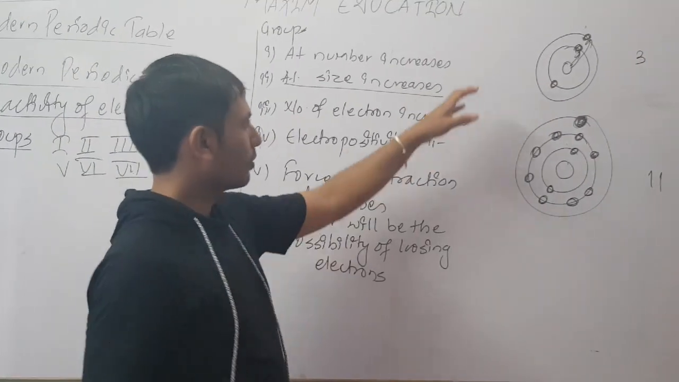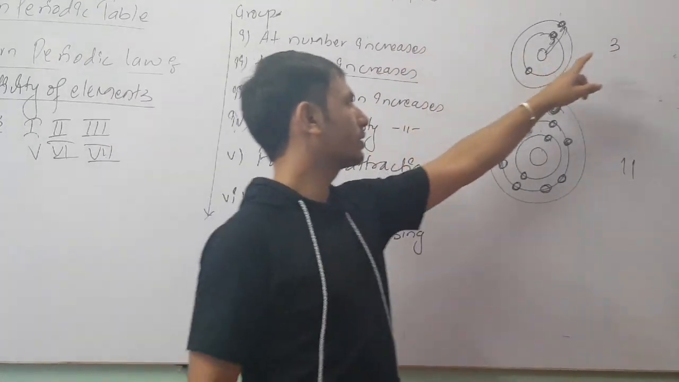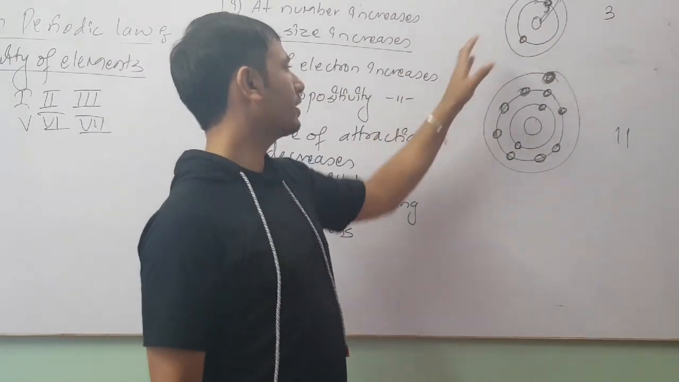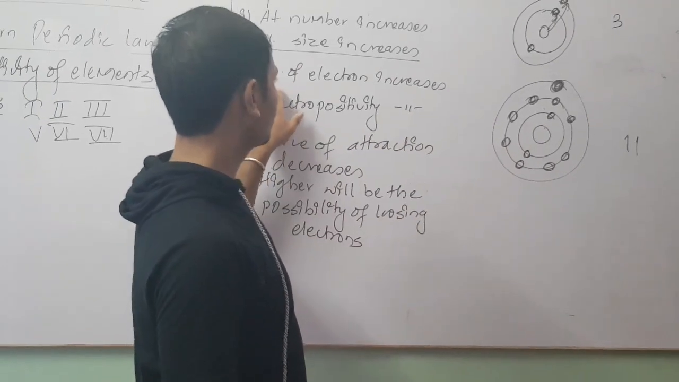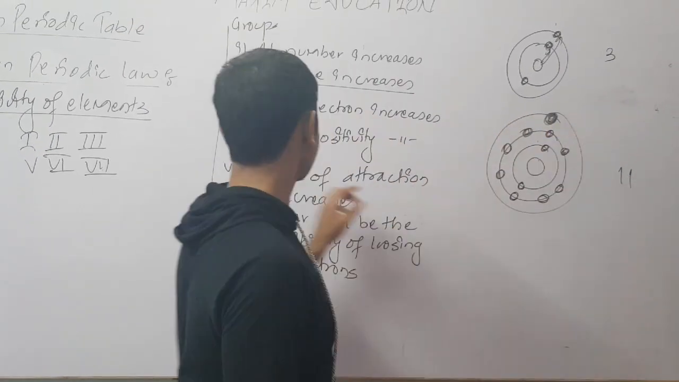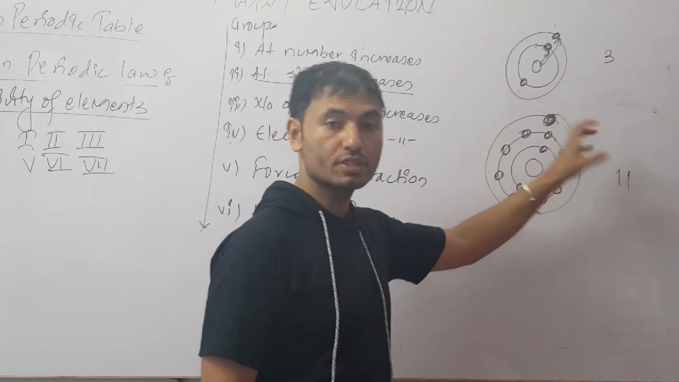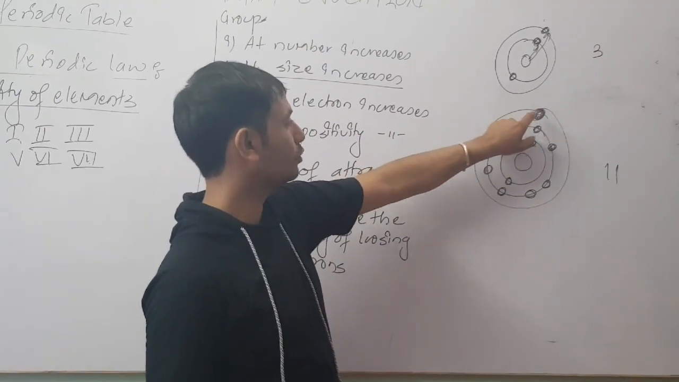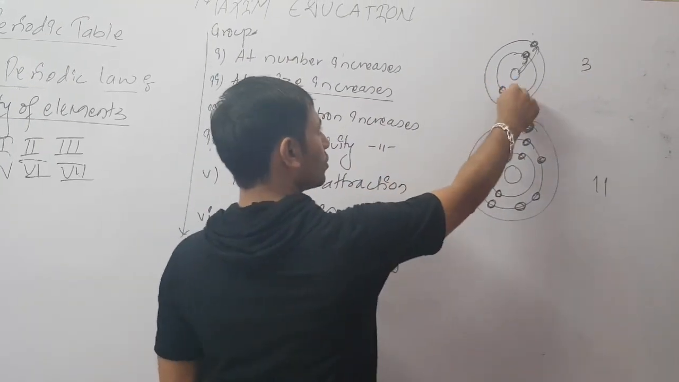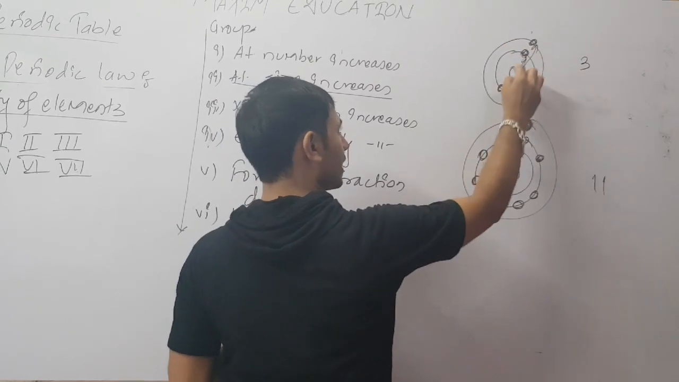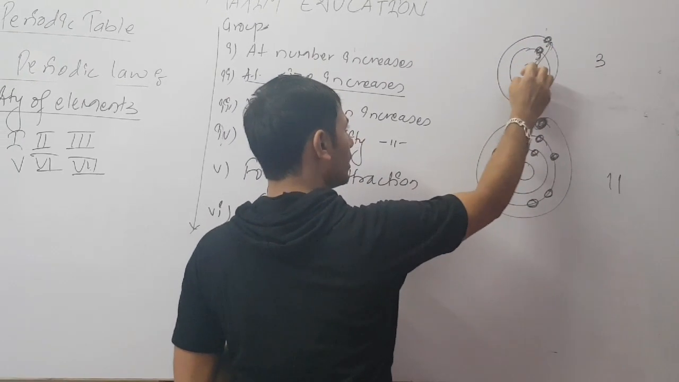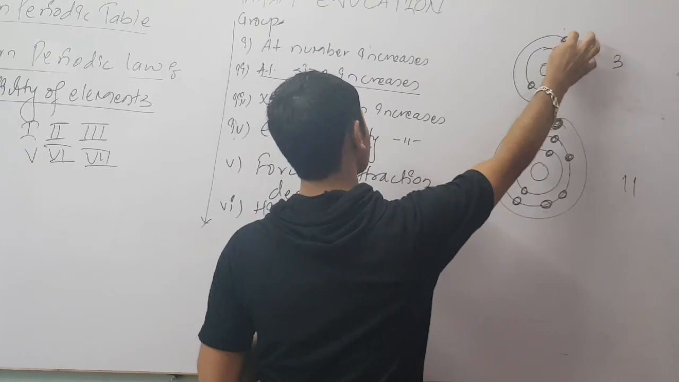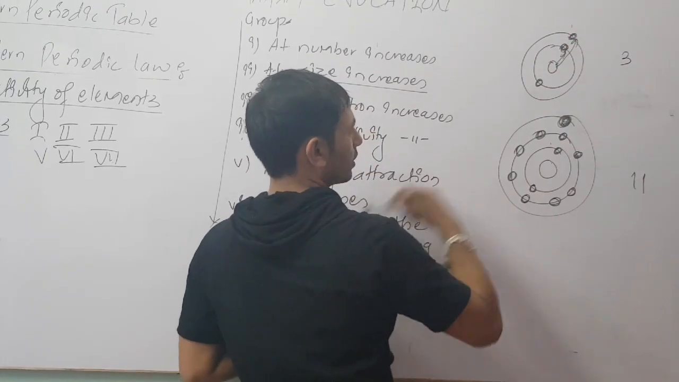Okay, while moving from top to bottom, first the atomic number increases, second atomic size increases, third the number of electrons increases, fourth electropositivity increases. Electropositivity means, imagine, this is smaller in size, so the nuclear force attracting the electrons will be strong enough to hold this outermost electron. Look, this valence electron.